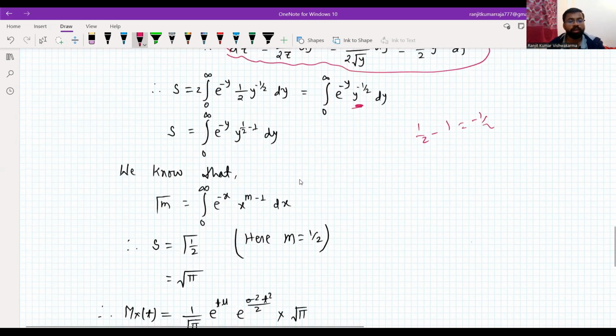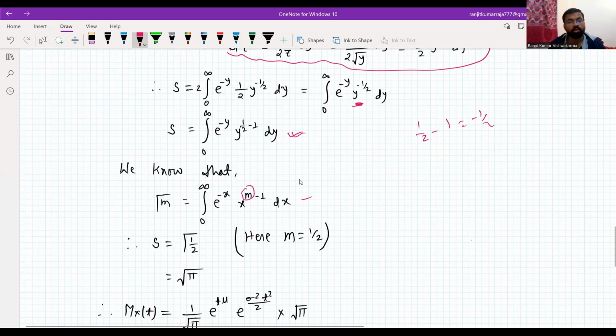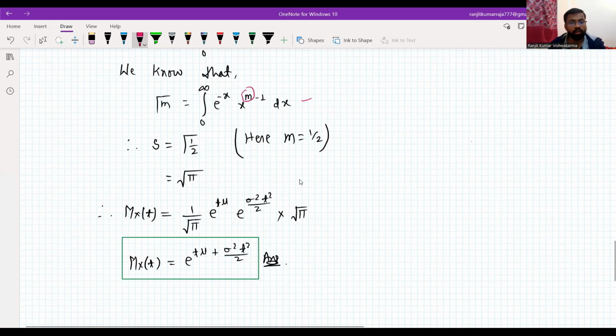After this, we know that this is the gamma function. This is the format of the gamma function: 0 to infinity e to the power minus x, x to the power m minus 1 dx. Just see, this equation is the same as this, so we can write m equals 1 by 2. So s equals factorial m, and m equals 1 by 2, so I am writing here s equals factorial 1 by 2, and the value of factorial 1 by 2 is root pi.